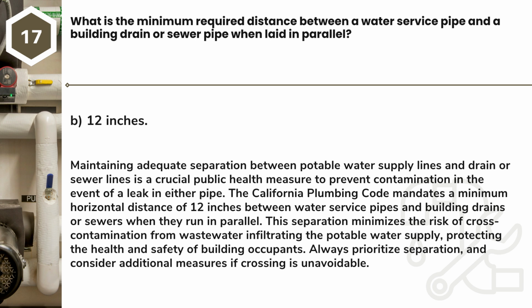Maintaining adequate separation between potable water supply lines and drain or sewer lines is a crucial public health measure to prevent contamination in the event of a leak in either pipe. The California Plumbing Code mandates a minimum horizontal distance of 12 inches between water service pipes and building drains or sewers when they run in parallel. This separation minimizes the risk of cross-contamination from wastewater infiltrating the potable water supply, protecting the health and safety of building occupants. Always prioritize separation, and consider additional measures if crossing is unavoidable.